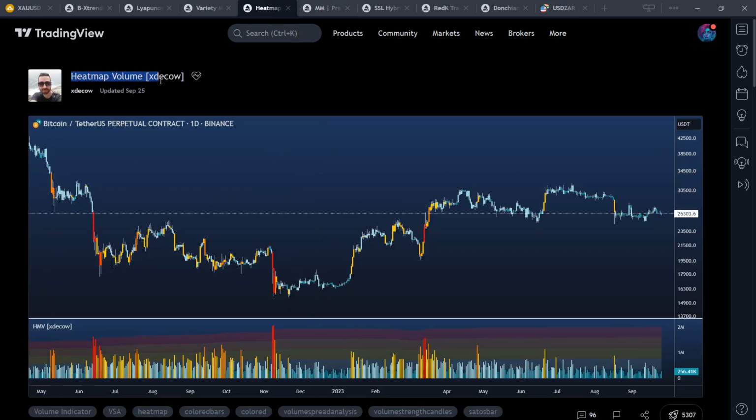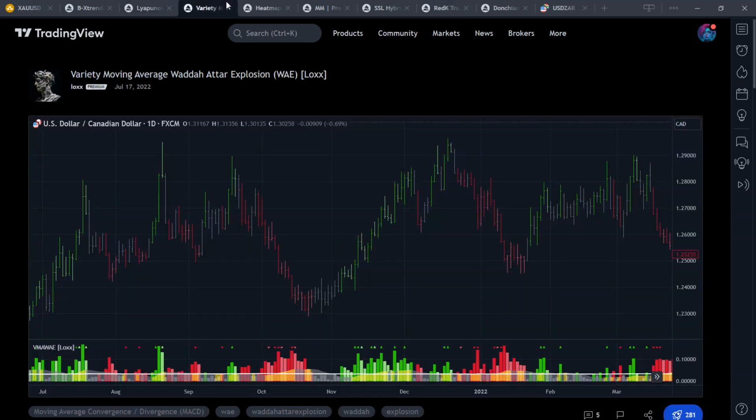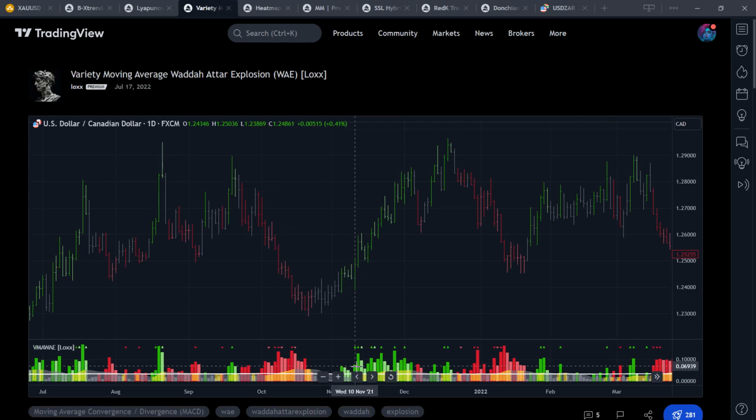Heat map, which is by this guy, which is a volume indicator. You can use it instead of the trend pressure if you prefer. And this one is also very similar to the heat map volume indicator, but instead it shows you the trend direction, if it's an upward direction or a downward direction that the volume is being pulled towards.